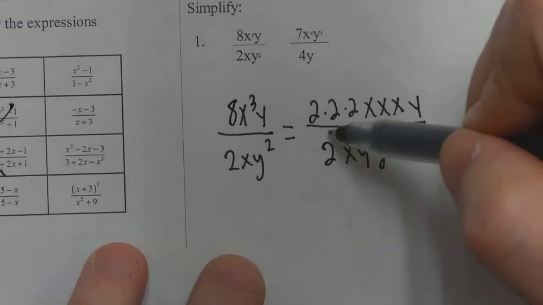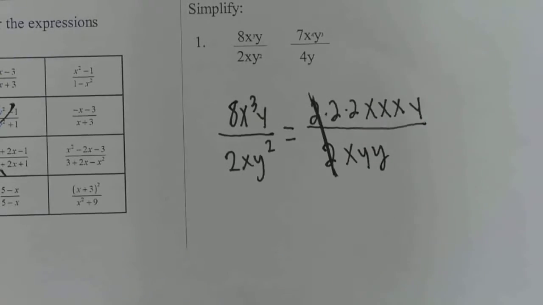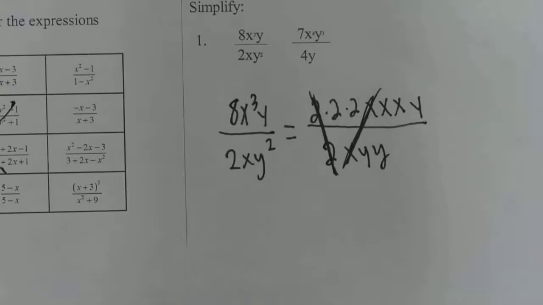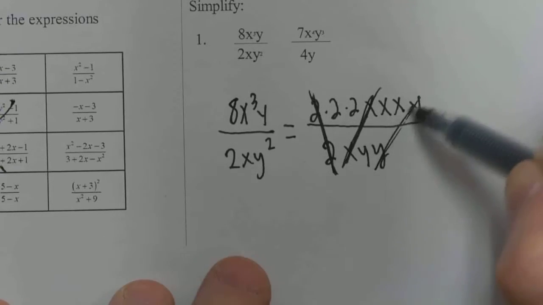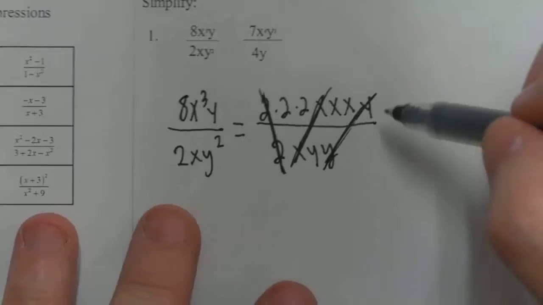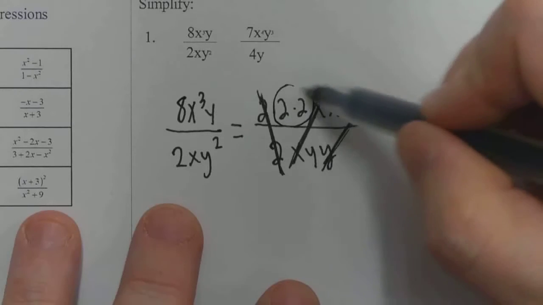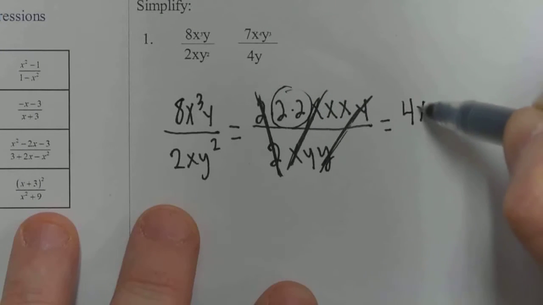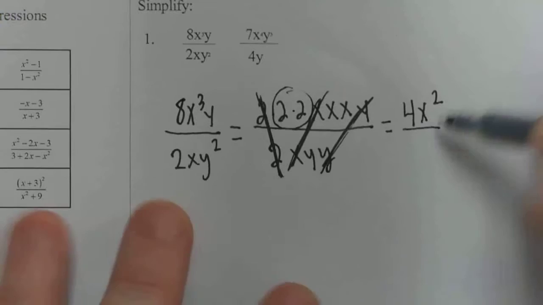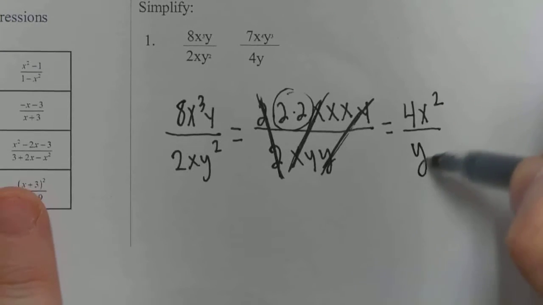When you write it out that way, it makes it really easy to see that I can cancel one of these 2's to 1. I can cancel a set of x's to 1, and I can cancel a set of y's to 1, so I can see clearly what's left on the top and the bottom. On the top I'm left with 4, and then x squared, and on the bottom I'm left with y.